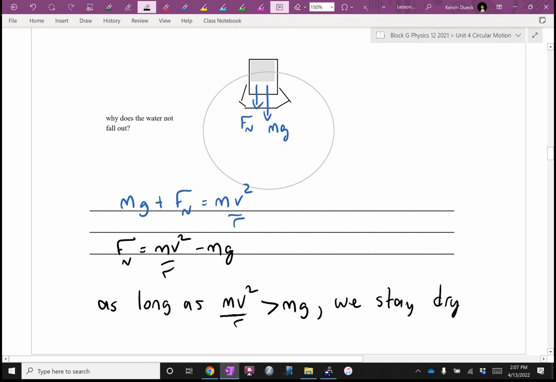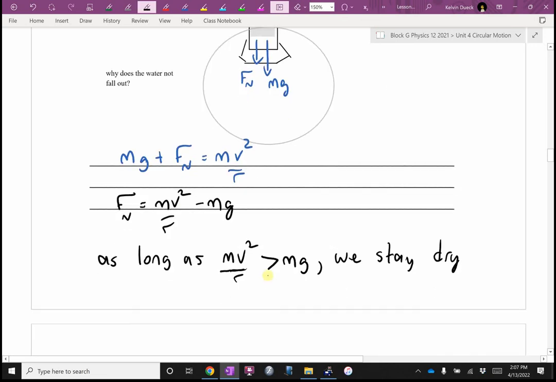You can argue, well, Mr. Duick, it's v squared over r is what you substituted. Yeah, but I think that's clearer, and that's what I'm thinking the whole time when I'm looking for stuff to cancel or doing the math in my head or whatever. It's a good question. By the way, if I bothered getting the v by itself, I would get as long as v is bigger than the square root of gr, we stay dry.